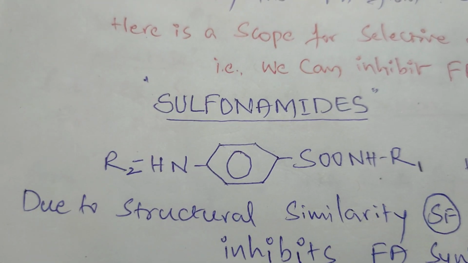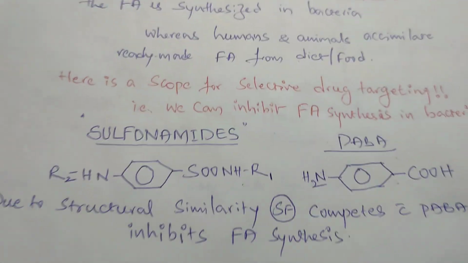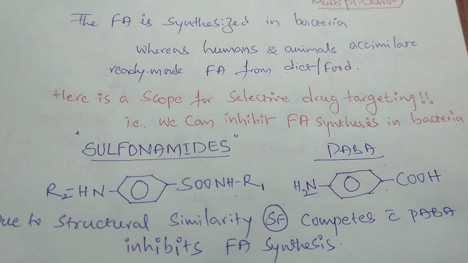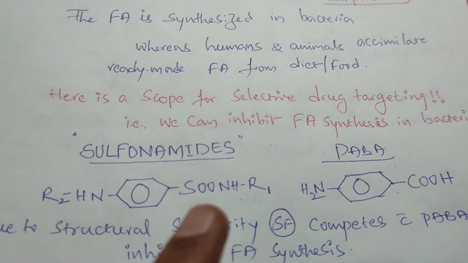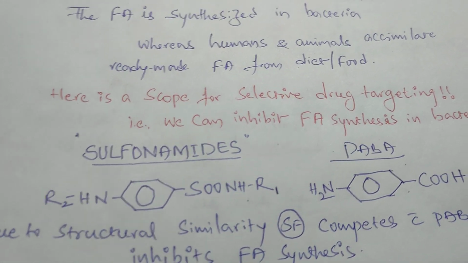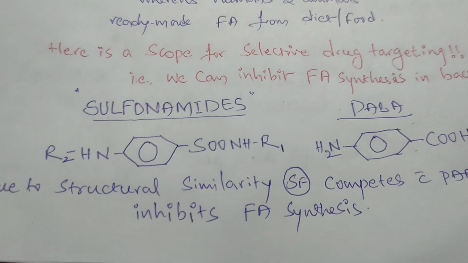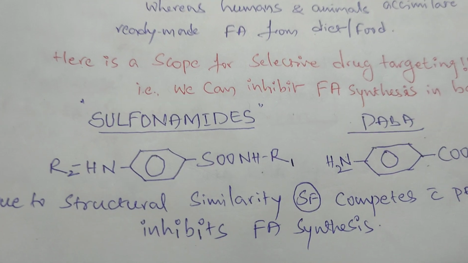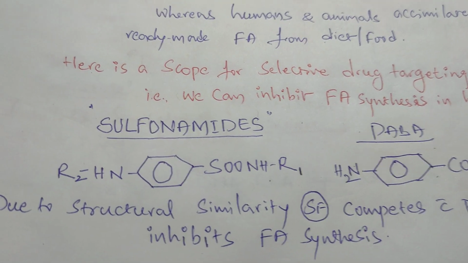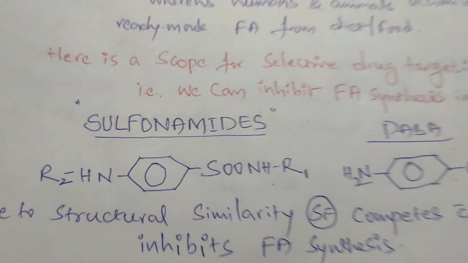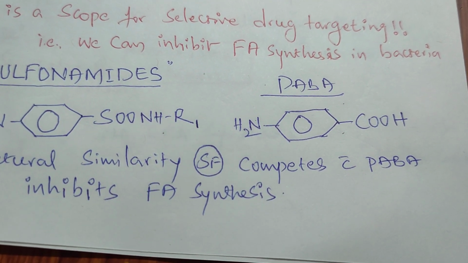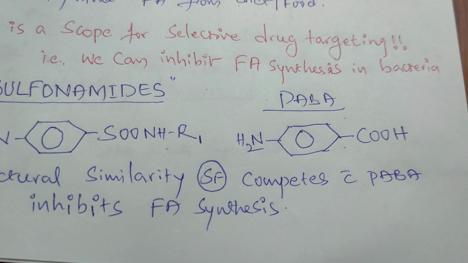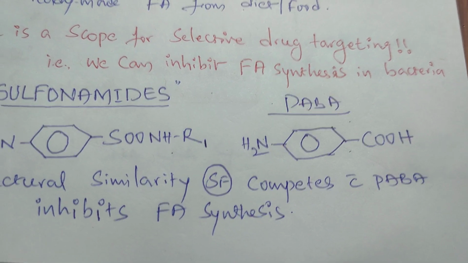Now, there is one class of synthetic agents that have almost similar structure to that of PABA. You can observe both structures are almost similar. The same NH2 group is there, and SO2 is there, here COOH is there. So there is a structural similarity. Due to structural similarity, this class of agents, known as sulfonamides, will compete with PABA during folic acid synthesis, and they antagonize the synthesis of folic acid.